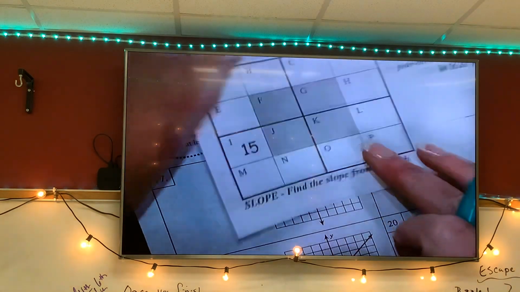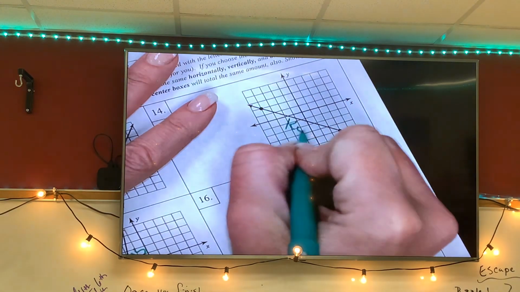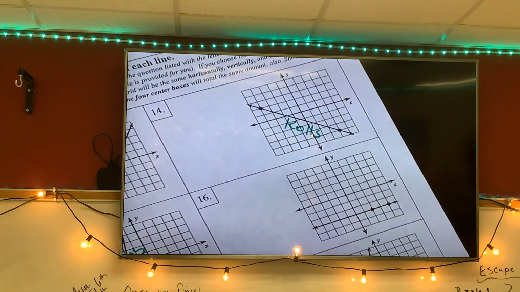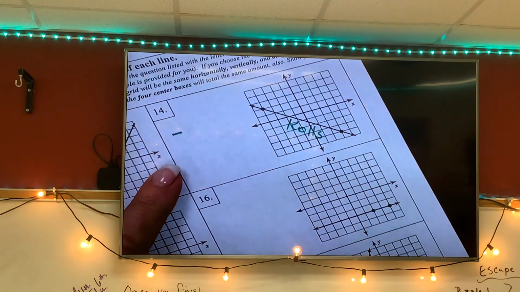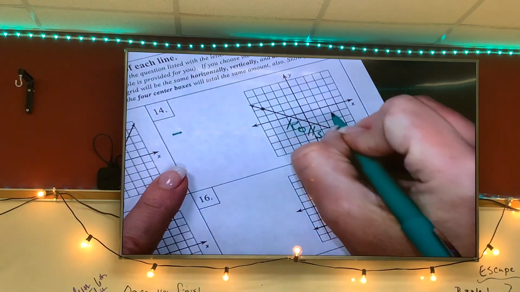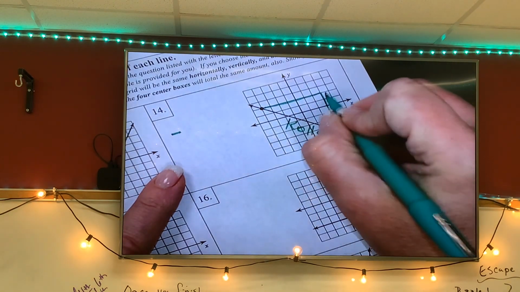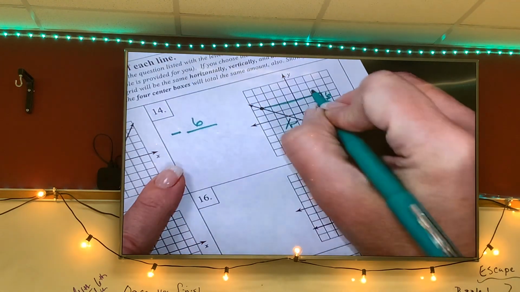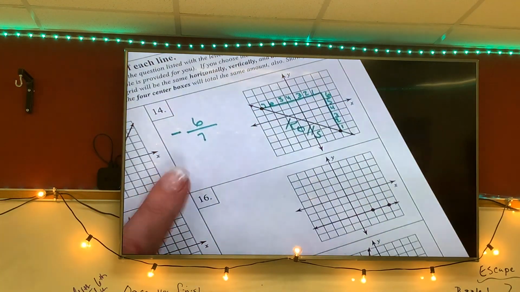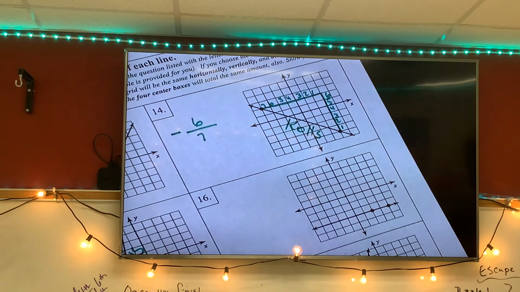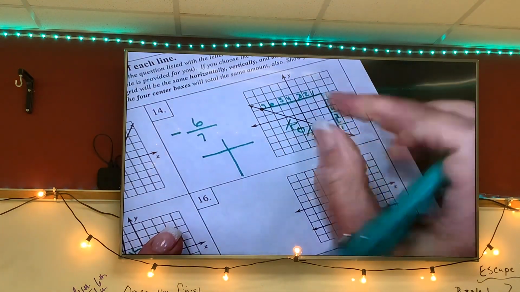Then, let's work another one. Let's work number 14. I'm going to go ahead and put my name. I see my line is going down, so I automatically know it's a negative slope. I then rise and I run. So I got -6/7. Well, let me go ahead and check that in our table.